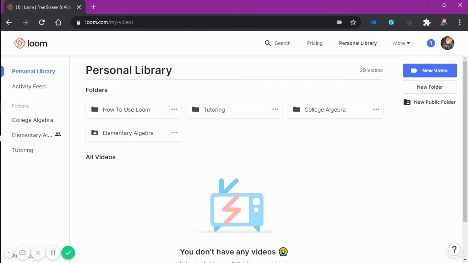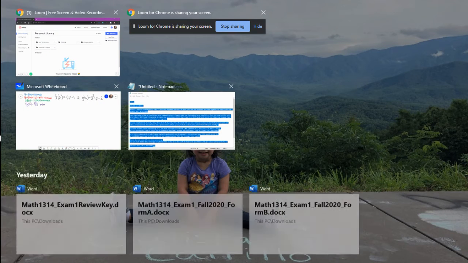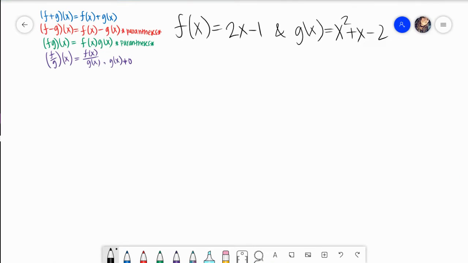Y'all, we are going to do some combinations of functions. Okay, so we have a sum of functions, which is f plus g of x, which means you take both of your functions and you add them together.